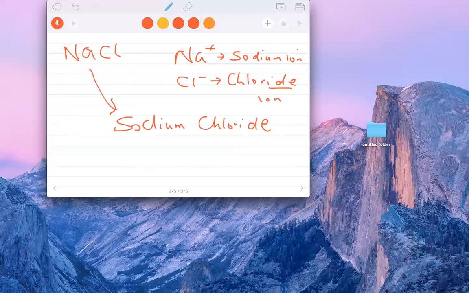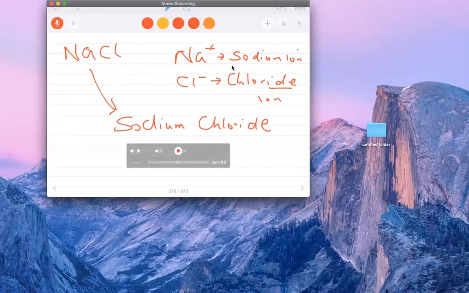We looked at how to write the formula. How do we name now if given the formula? You have to go back to the basics of naming the cation and anion separately and reconcile them to name the compound.